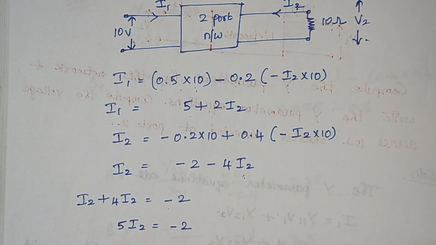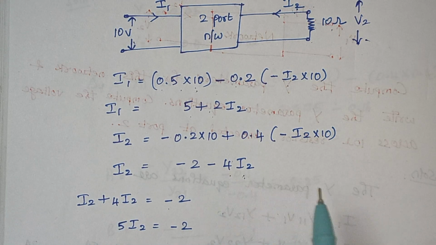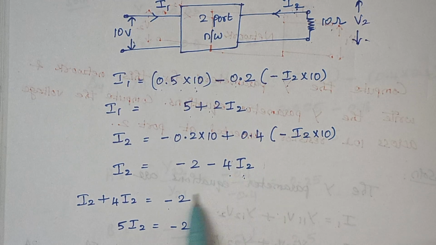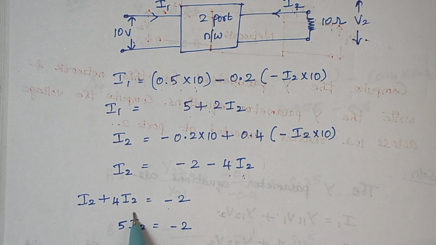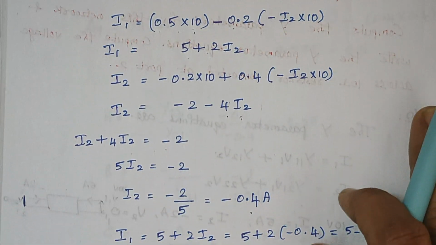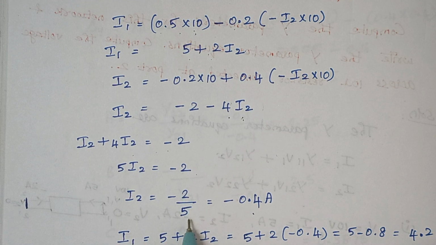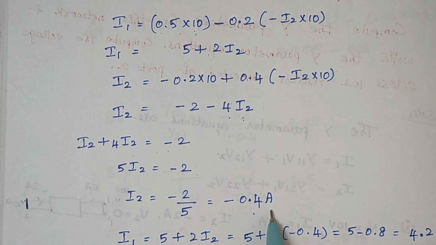Here we are just rearranging this equation. I am combining the I2 terms together. This minus 4I2, when it moves to the left hand side, becomes plus. So I2 plus 4I2 is equal to minus 2. Therefore 5I2 is equal to minus 2. Therefore the value of I2 is minus 2 by 5, which is minus 0.4 amps.